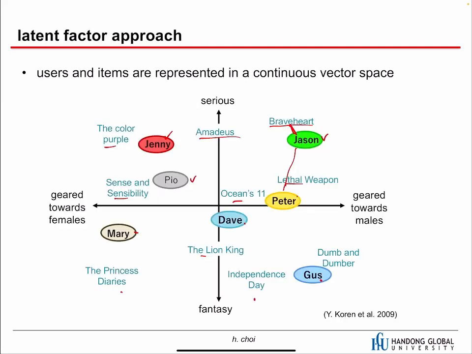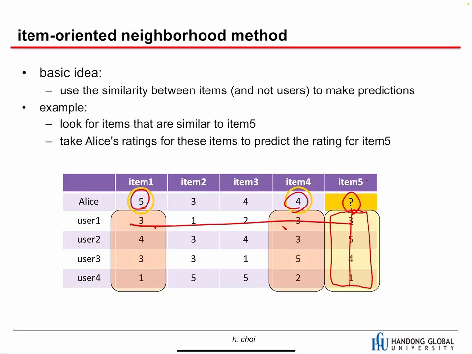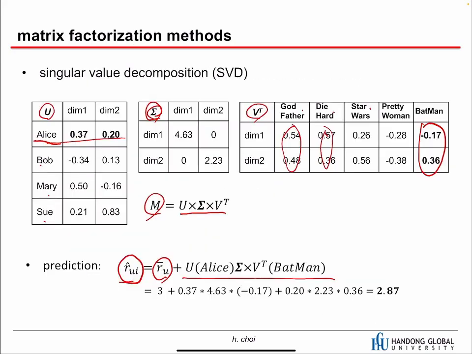So in the previous slide, let's say item 5 is Batman, so this one is a question mark, so we want to know what kind of number would be in this cell. This is an empty cell, so we want to know that. After this decomposition, to estimate this rate, we can multiply this vector and the matrix and vector. Then now we can get this number. So that means Alice would like Batman this much.